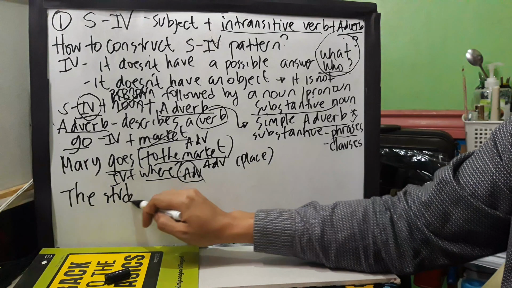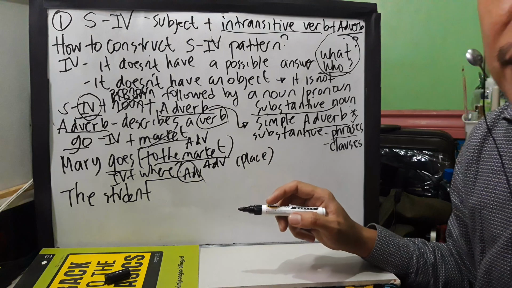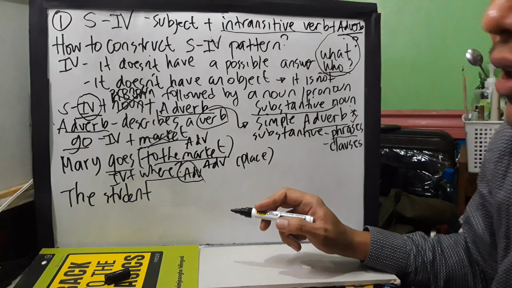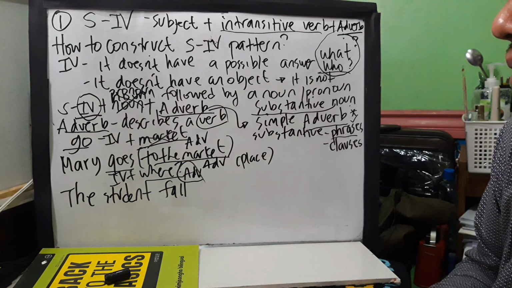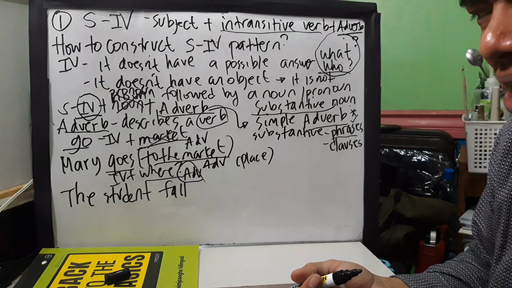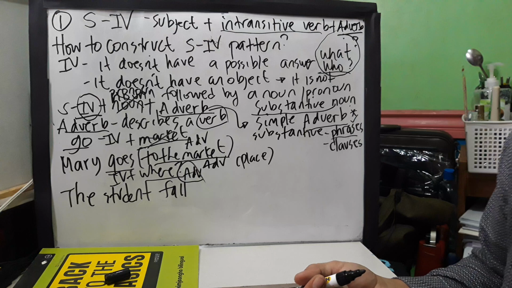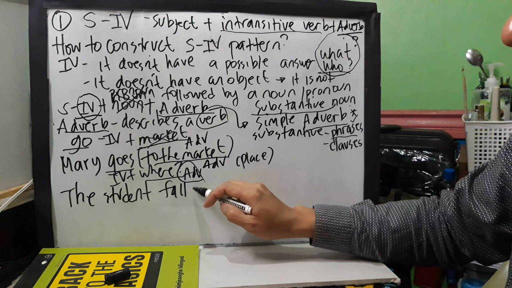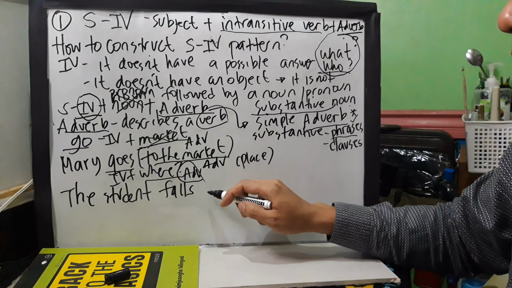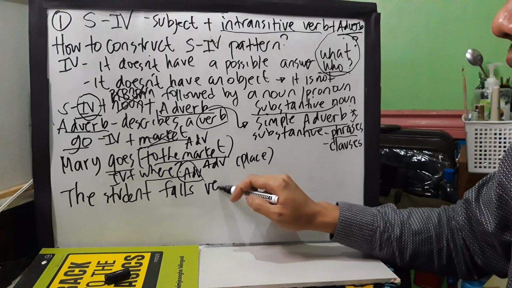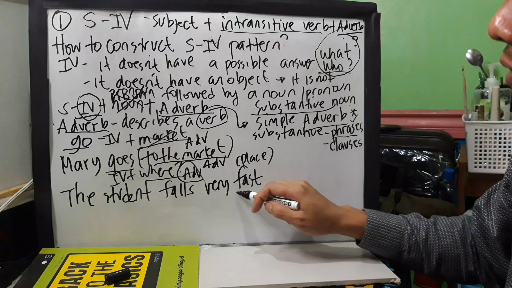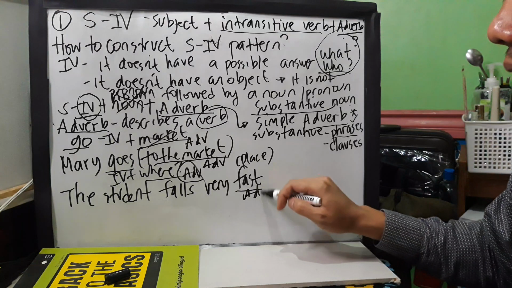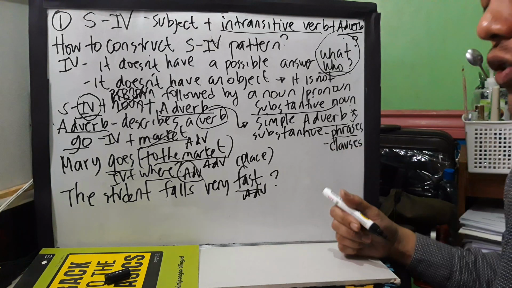Another example here, you can say the student fall. Again, what does the student fall? Cannot be. So you can say the student falls very fast. So the student falls fast. So this is what? How? How does the student fall?